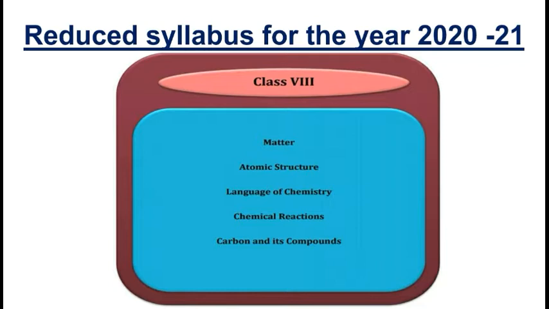The syllabus for the academic year 2020 to 2021 has been reduced by the ICSE board. So these are the names of the chapters you have to study for this year. First one matter, second one atomic structure, third one language of chemistry, fourth one chemical reactions, and fifth one carbon and its compounds. I'll give you the details regarding the concepts which you have to learn. You need to learn only those concepts for the time being.